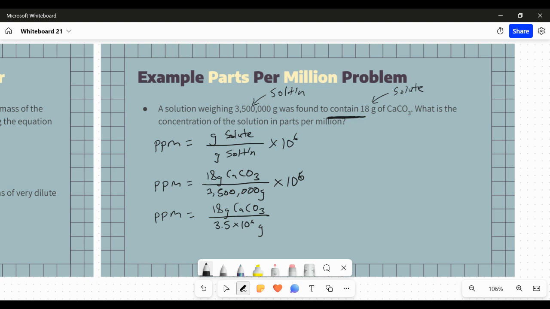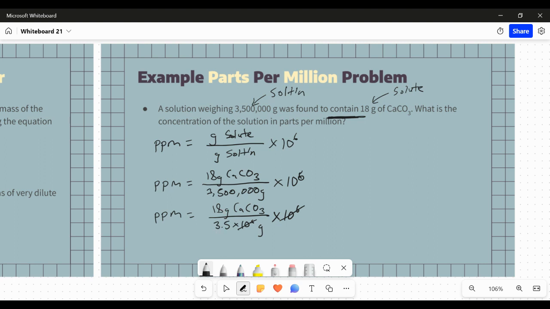If you need help with scientific notation, check back on my video on scientific notation, or you can always ask me in class. Okay? So I've rewritten my denominator. I need to add my times 10 to the 6th. Now, because I have 10 to the 6th on the top and also the bottom right here, math says I can subtract these exponents. So 10 to the 6th minus 10 to the 6th, 6 minus 6, both of these become 0. So they cancel out. And I'm just left with 18 divided by 3.5.